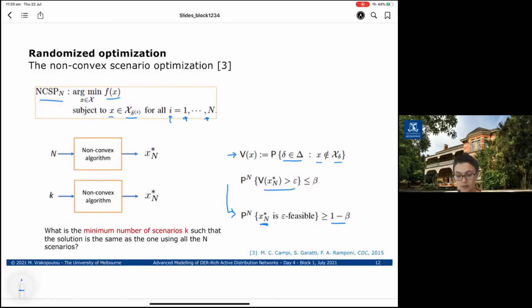So it is not going to have a violation bigger than epsilon, because the probability of having a violation bigger than epsilon is going to be smaller than beta, and the beta is very small. So they want the xn to be feasible, meaning that the opposite of that is going to be satisfying this with 1 minus epsilon probability.